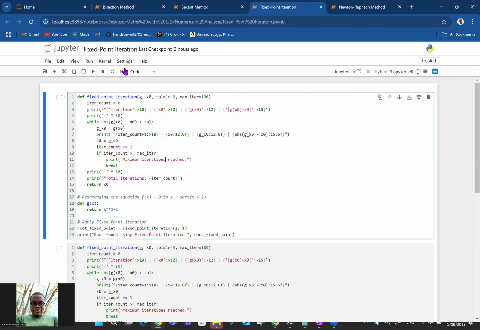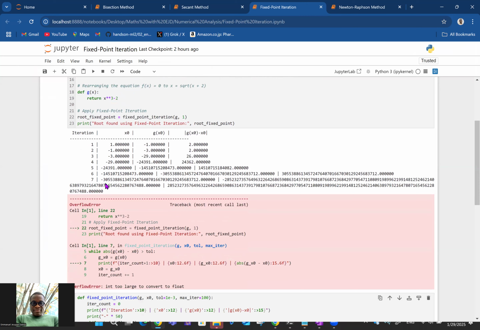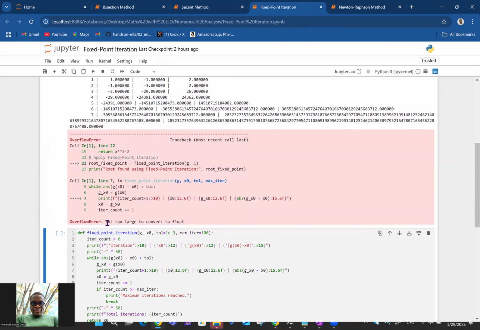So if you run this now, from what we did there, we saw that it was diverging. And by the way, you can see the values are so big that it's even giving an error. It says integer too large to convert to float. So you can see the number is growing very fast, and that confirms the fact that it is diverging.